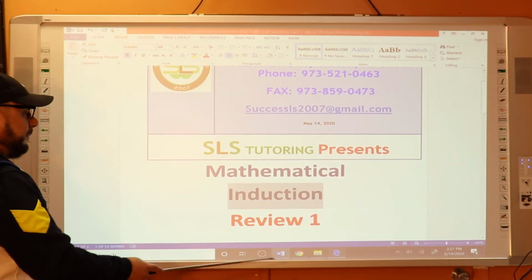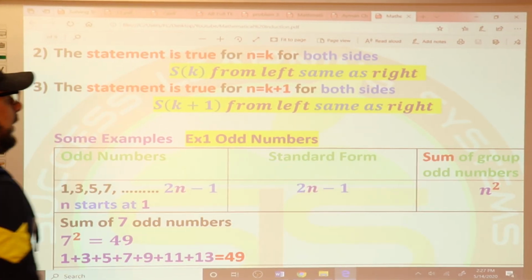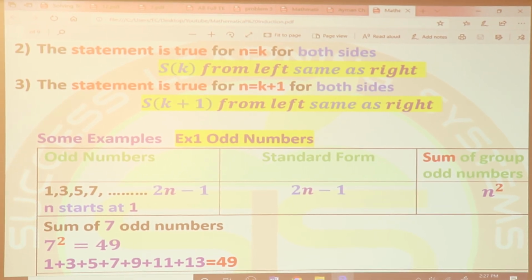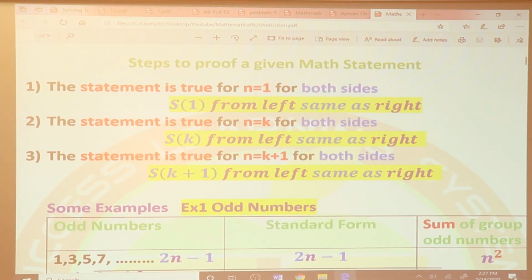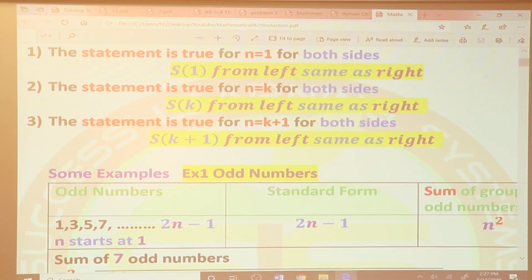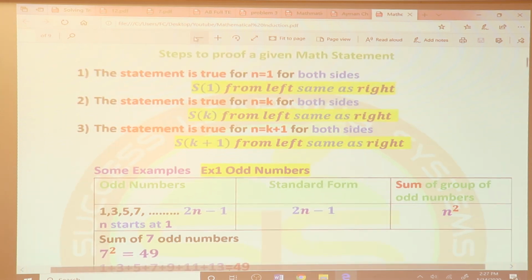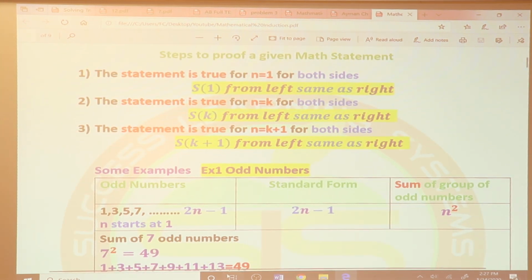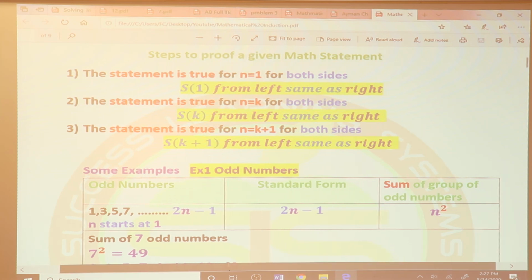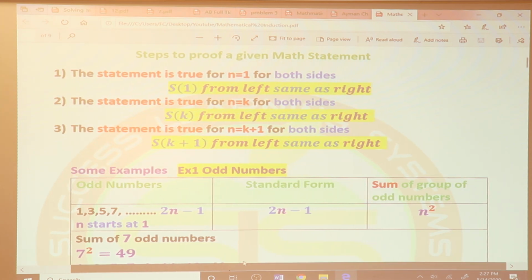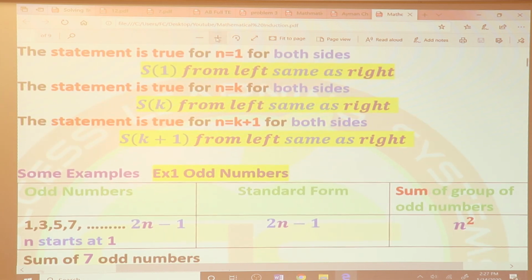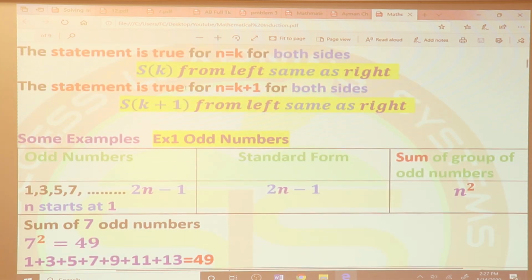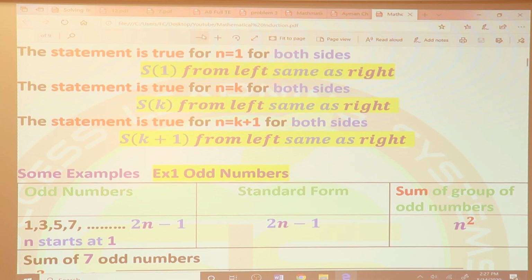Okay. Now this is the review. Let me just minimize to see all the board. Let me see. Okay, good. You can see everything? A little bit smaller, okay.